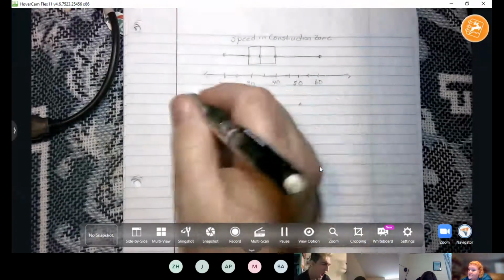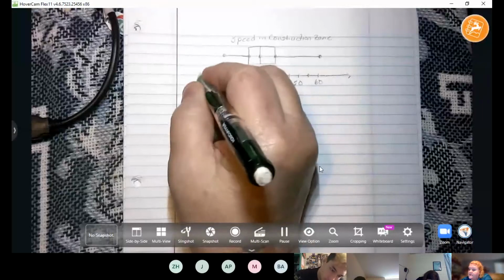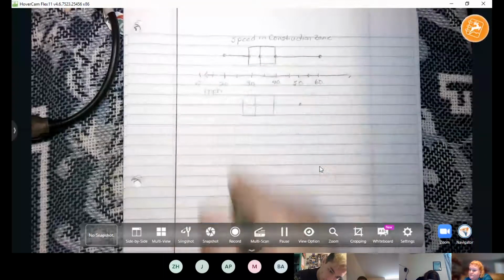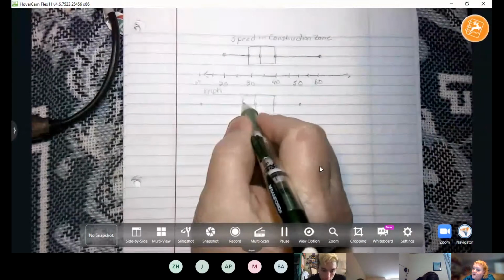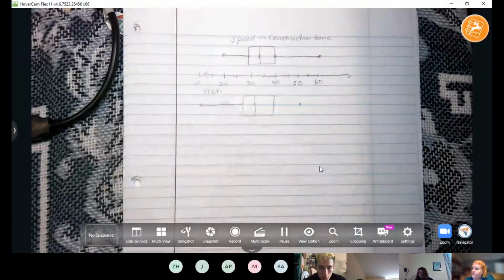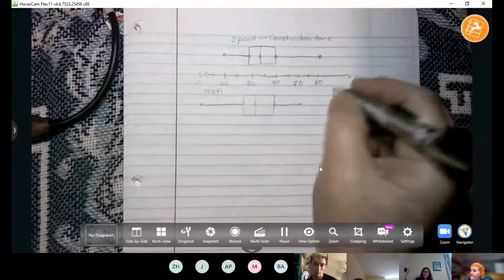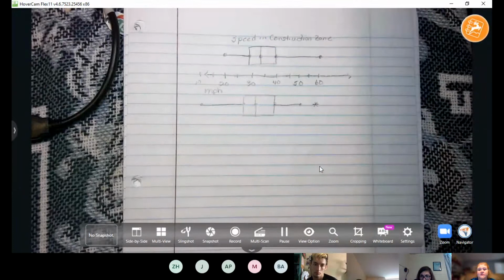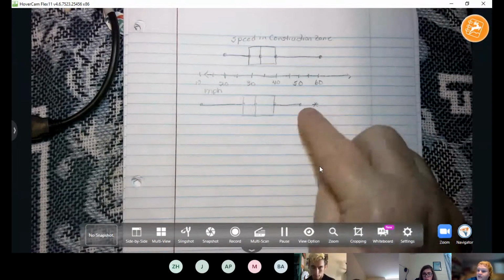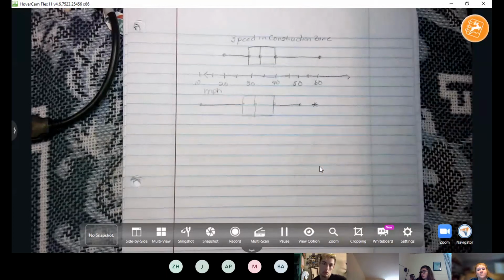So we actually need to extend our graph a little bit here. Here's 15, and here is 10. And so this whisker goes to there, and this whisker goes to there. And then our extreme value we use an asterisk to represent. So this would be our modified box and whisker versus the regular box and whisker.